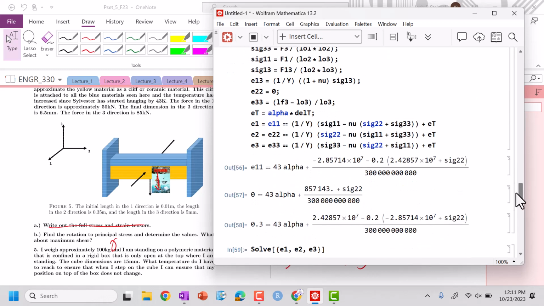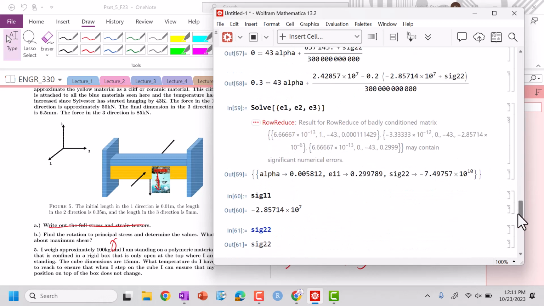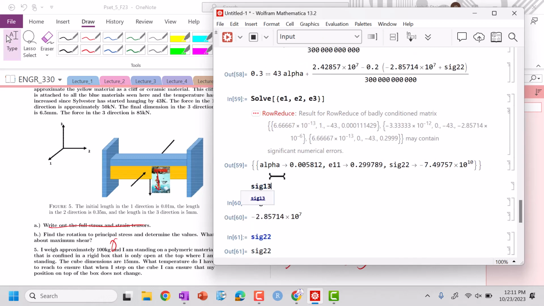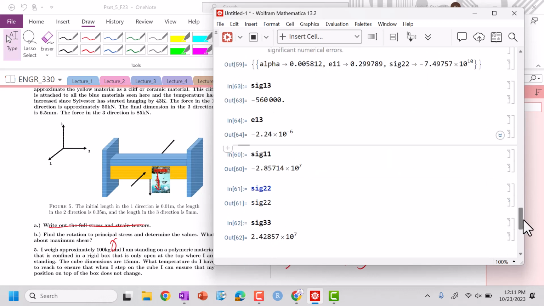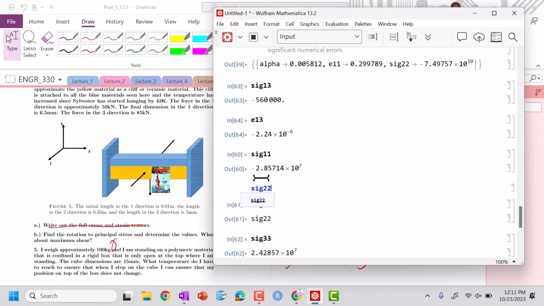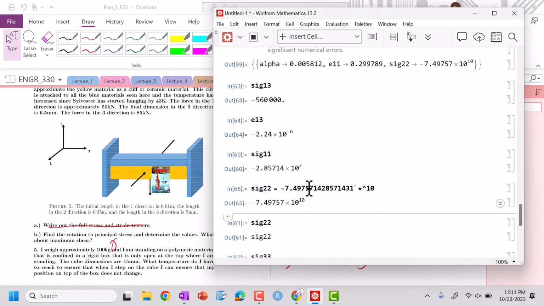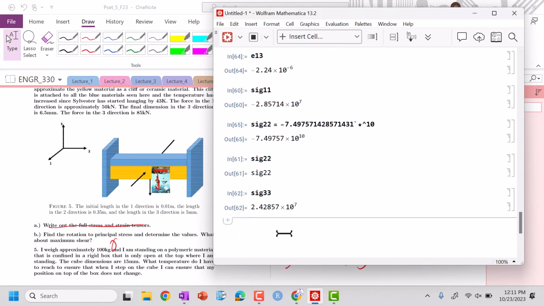F1, F3. We also should show right now what is our sig 1-3, our E13, just so that we have those values at hand and available to us. So we can calculate that, and our sig 2-2 is this. So sig 2-2 is equal to here. Fantastic. So our maximum shear stress for the whole system would be sig 1 minus sig 3.